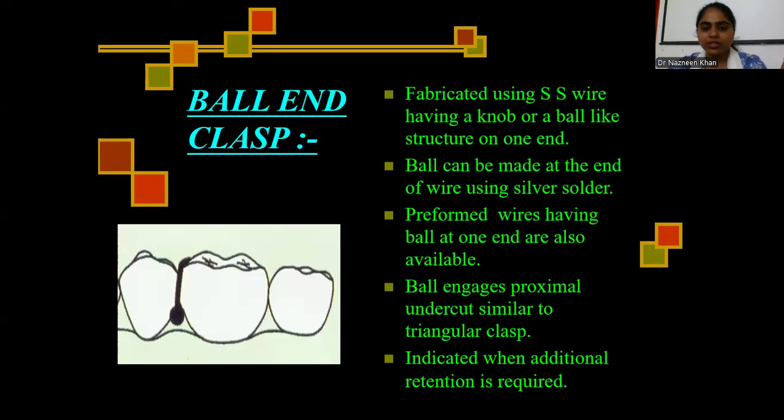Ball end clasp used in twin block appliances. Fabricated using stainless steel wire having a knob or a ball-like structure on one end. Ball can be made at the end of the wire using silver solder. Preformed wire having a ball end on one end is also available. Ball engages the proximal undercut similarly to the triangular clasp. Indicated when additional retention is required.